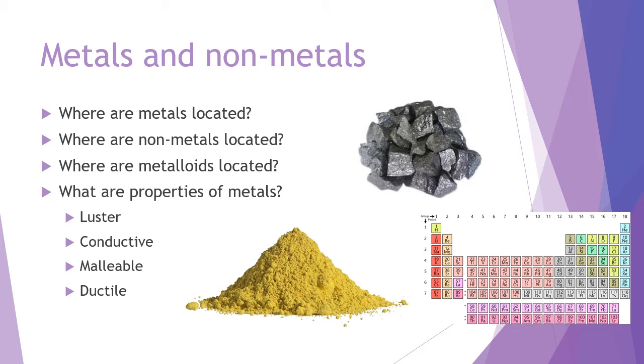Nonmetals are not lustrous. They are insulators, which are the opposite of conductors, and they are very brittle, which means they are neither malleable nor ductile. Metalloids, as the in-between, often have a mix of these properties. For example, silicon, the most common metalloid on Earth, is lustrous and conductive, like a metal, but brittle, like a nonmetal.